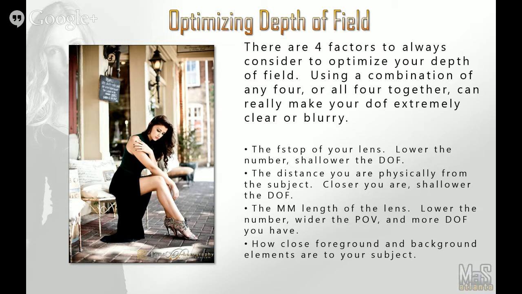The third option is the millimeter length. The lower the number, the wider the point of view. The higher the number, the closer it is. The closer you get in, the shallower the depth of field. So if you go to 200 millimeter on Sarah, your perspective goes in, but also the background blurs out more. And if you go wider, to 18, the background compresses in more, and the background becomes more apparent.